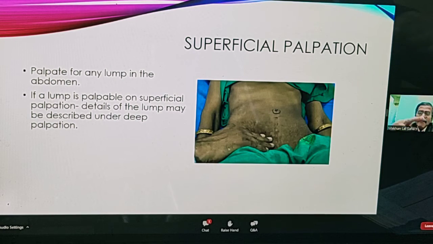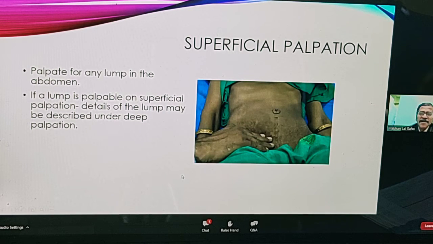Then any lump in the abdomen can be appreciated even on superficial palpation. So if a lump is palpable on superficial palpation, you can appreciate the lump and you can take the liberty of describing the lump with the deep palpation. There is no point describing the whole lump in superficial and again in deep palpation. So you can say the lump is palpable in the abdomen. This is being described in deep palpation.